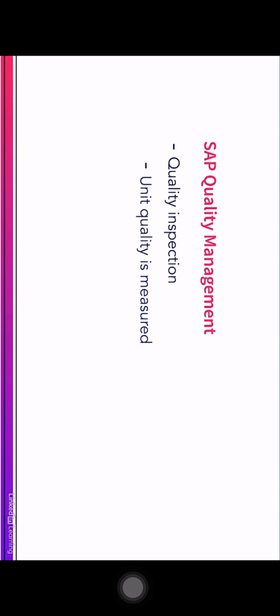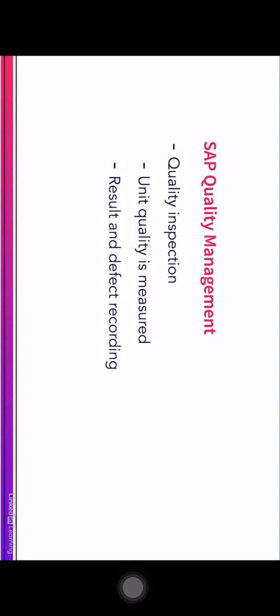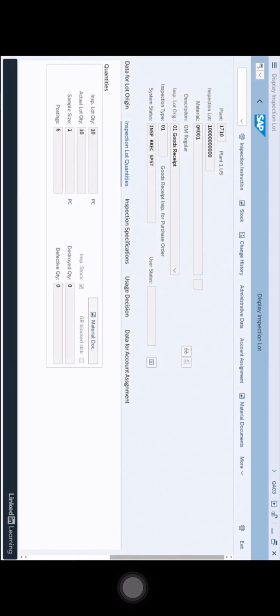Quality inspection helps determine if the units inspected meet defined quality requirements. This is where inspection lots, results recording, and defect recording all take place. Let's take a look at an inspection lot in our SAP system. This is an inspection lot for a goods receipt. That means we're inspecting goods that were ordered from an external vendor. This inspection lot had a quantity of 10. Of these 10, 0 units were defective or destroyed.